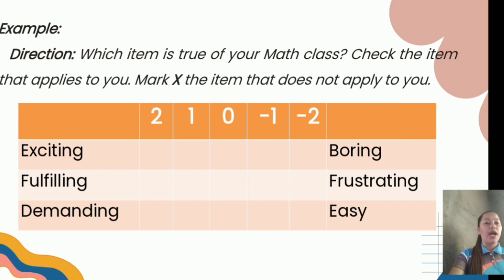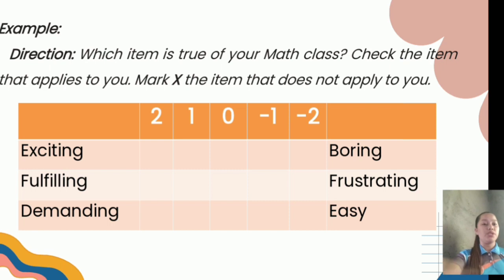So, he chooses, either, for example, exciting. So I rate how exciting the math class is. So, 2. So I check 2. So, that's it. Next, is the math class fulfilling or frustrating? Then, demanding or easy. Just check and rate it. Choose between the two, then check and rate where the rating skill belongs, how effective it is, how it applies to you. So, that is the semantic differential. Is that understood, class?